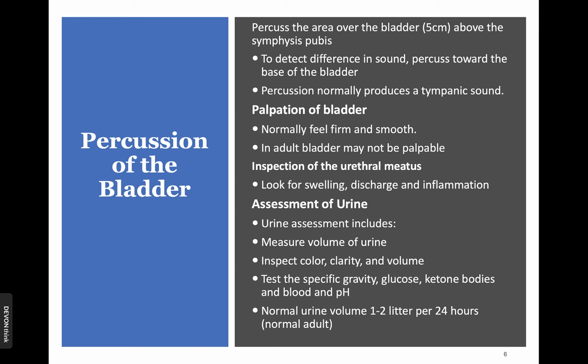Inspection of the urethral meatus, you look for swelling, discharge, and inflammation. As far as the urine, you want to measure the volume, the color, clarity, and you want to test for specific gravity, glucose, ketones, blood, and pH. Normal volume of urine per day is 1 to 2 liters in 24 hours for a normal, healthy adult.